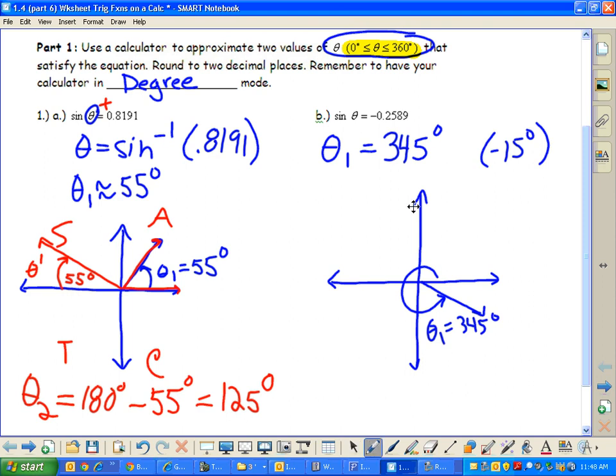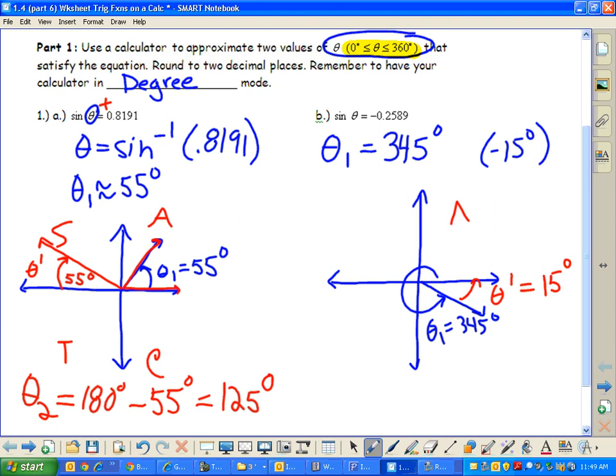Step 2 is to identify the reference angle. I see the reference angle, it's right here. The space from the terminal side to the nearest x-axis. We call that theta prime. How many degrees is theta prime? 15, good. Now in step 3, so step 1 was draw theta 1. Step 2 is find the reference angle. Step 3, I have to put this reference angle in a different quadrant.